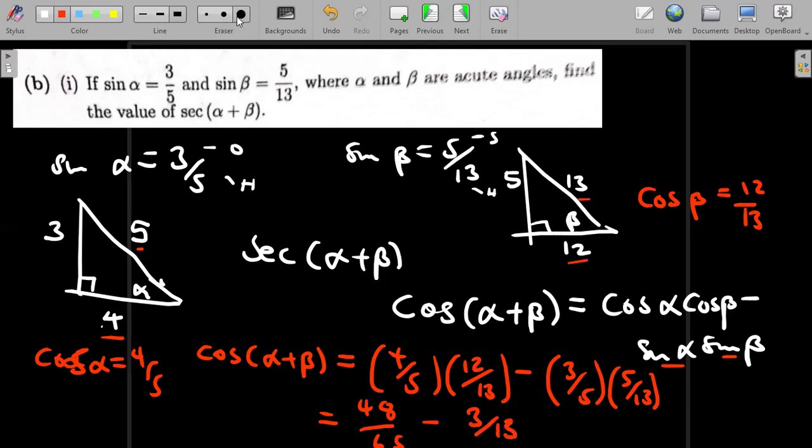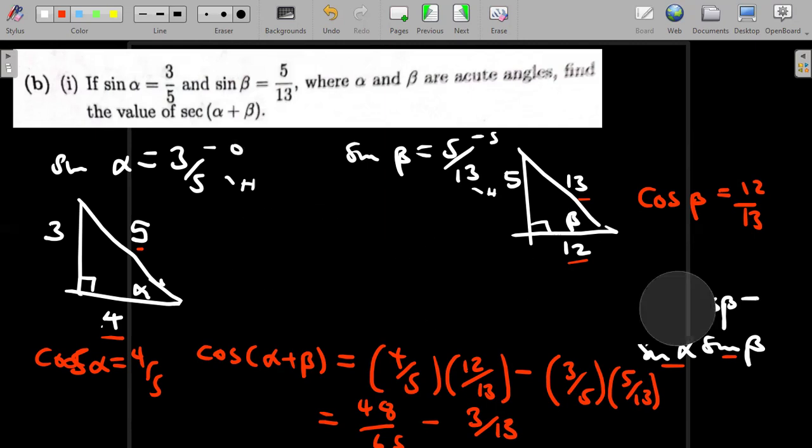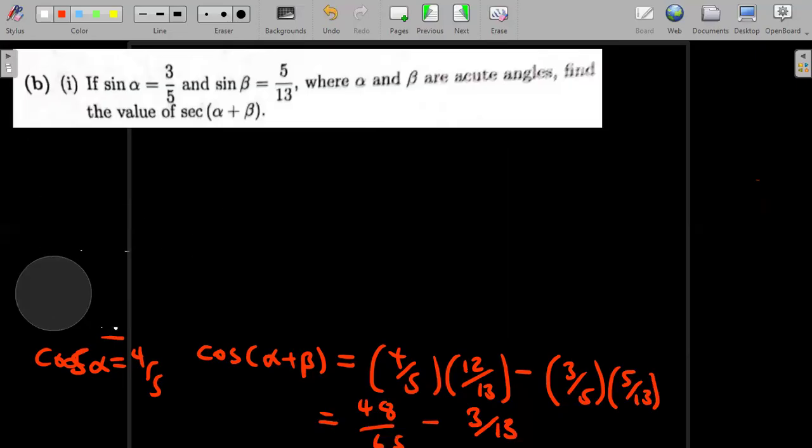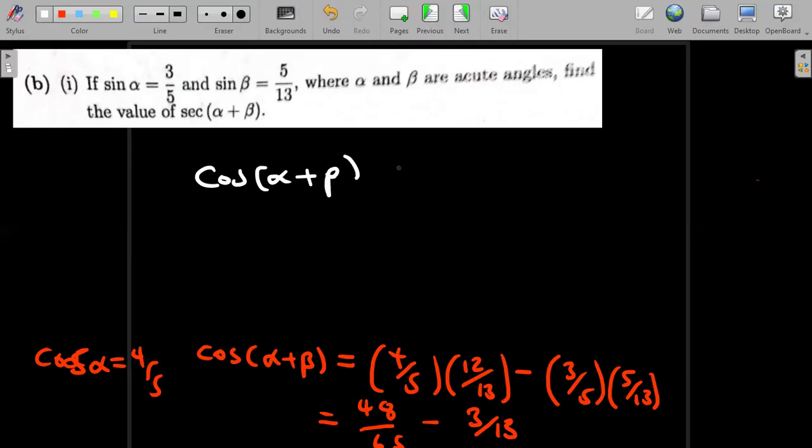Then working this out to be a single fraction, we make this a single fraction, we'll get cos(α+β) to just be equal to 33/65. So that's what we'll get.